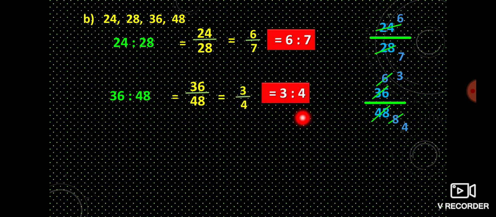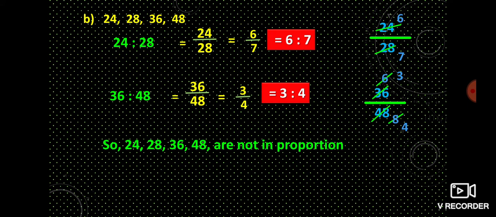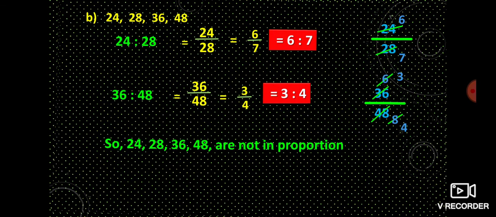3 is to 4. Are these ratios equal? No, these are not equal. Therefore, 24, 28, 36, 48 are not in proportion. What is the reason? These two ratios are not equal. One is 6 is to 7. Second one is 3 is to 4. So, they are not equal. Therefore, these numbers are not in proportion.